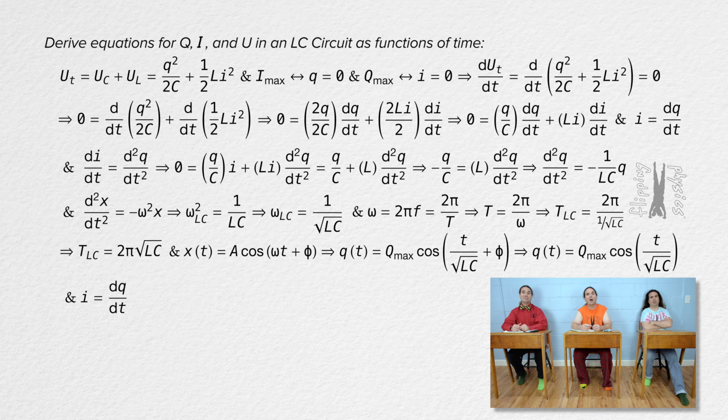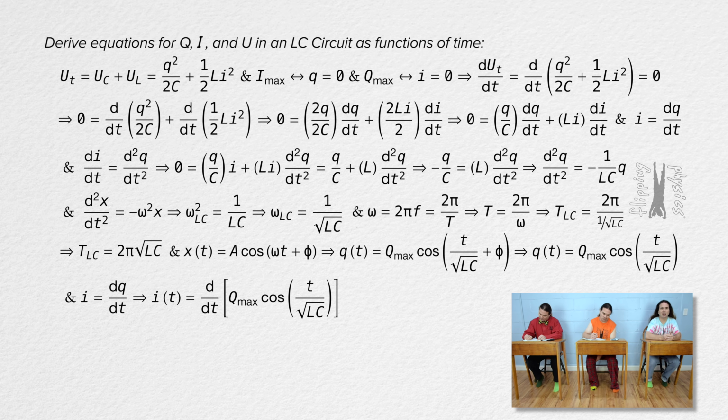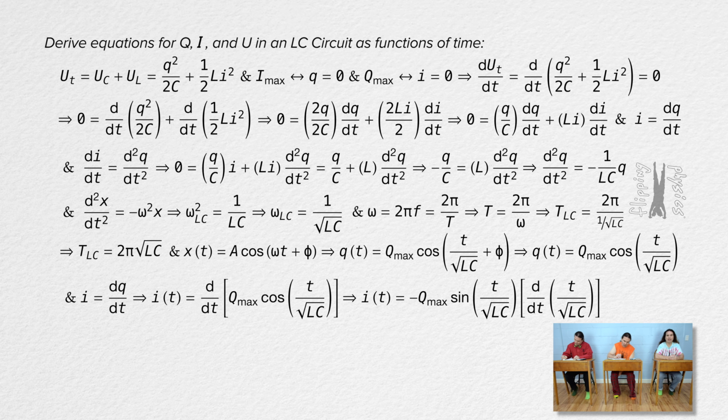Sure. Current equals the derivative of charge with respect to time. So we just take the derivative with respect to time of the equation for charge on the capacitor Billy just derived. The derivative of that equation, we have to use the chain rule. So current through the inductor with respect to time equals the derivative of cosine is negative sine. So negative charge maximum times the sine of time over the square root of inductance times capacitance, all multiplied by the derivative with respect to time of time over the square root of inductance times capacitance.